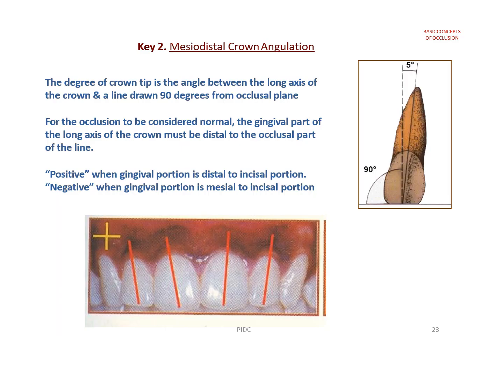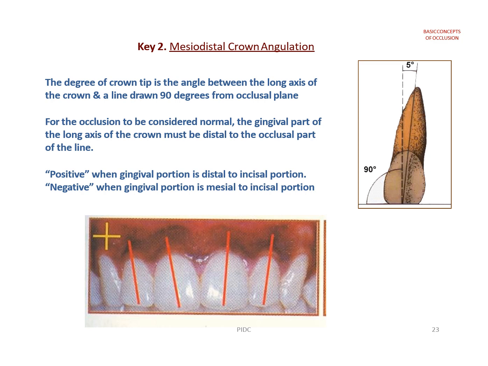Moving on, mesiodistal crown angulation. Just write a point or two, that is more than enough. The degree of the crown tip is the angle between the long axis of your crown and a line drawn 90 degrees from the occlusal plane. So, the long axis of your crown and a line drawn 90 degrees from your occlusal plane.